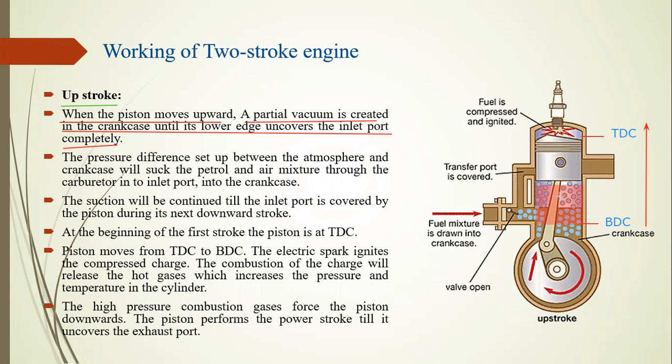When the piston moves upward slowly, it increases the volume. The pressure difference set up between the atmosphere and the crankcase will suck the petrol air mixture through the carburetor into the inlet port and next into the crankcase. When the piston moves in an upward direction, a low pressure is created in this portion.